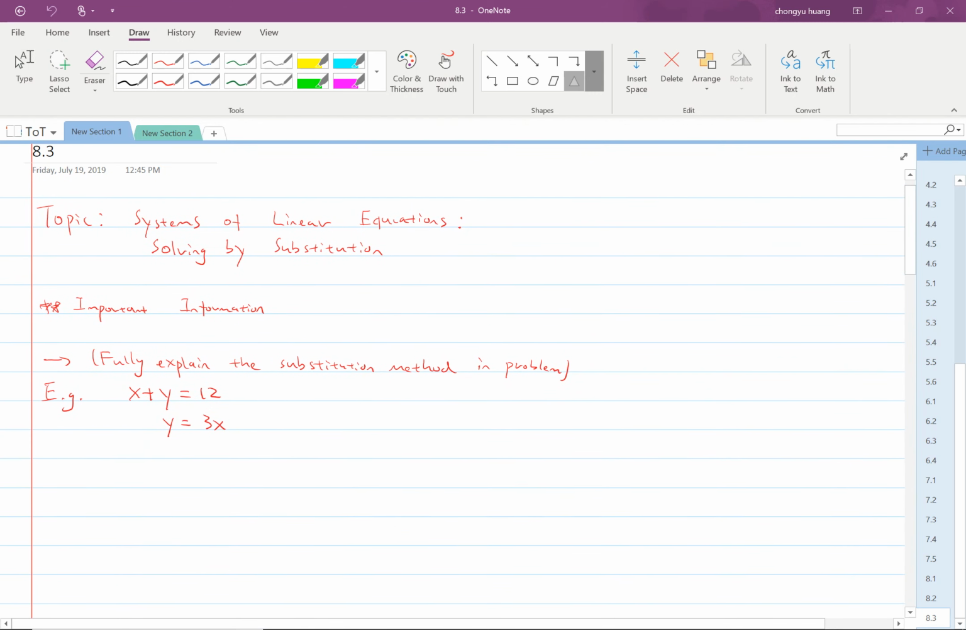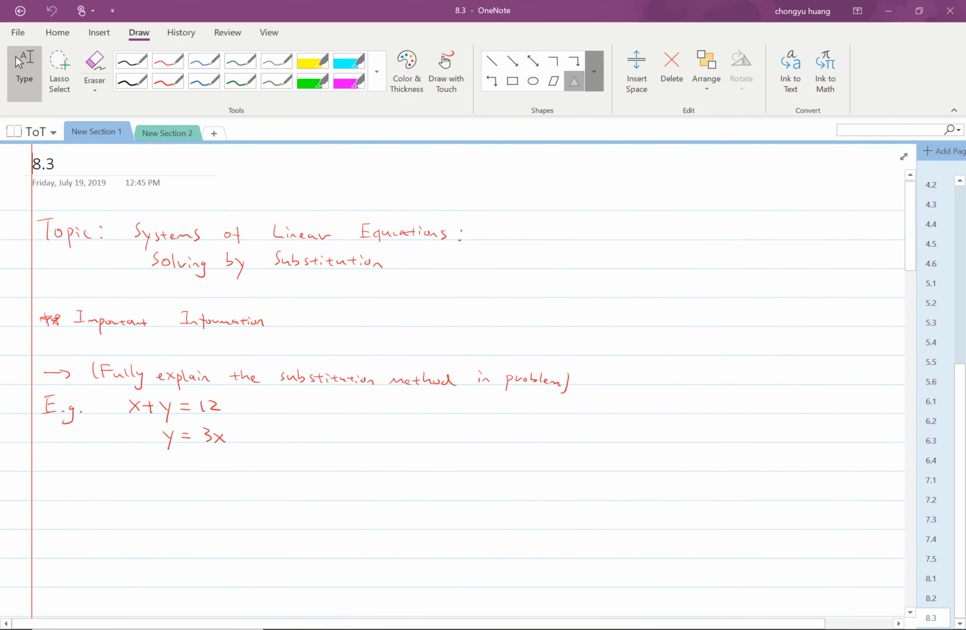Hello everyone. Today's topic is systems of linear equations, and we will try to solve them by substitution. The substitution method is a really important topic.